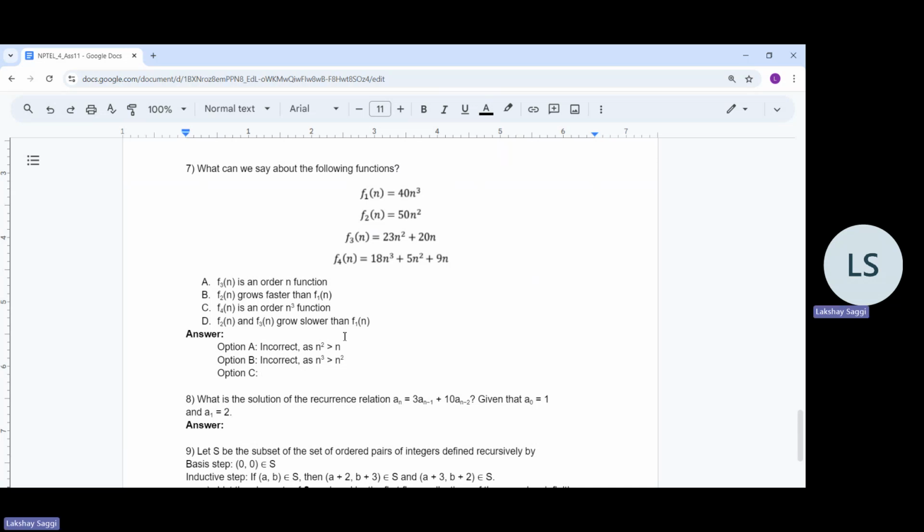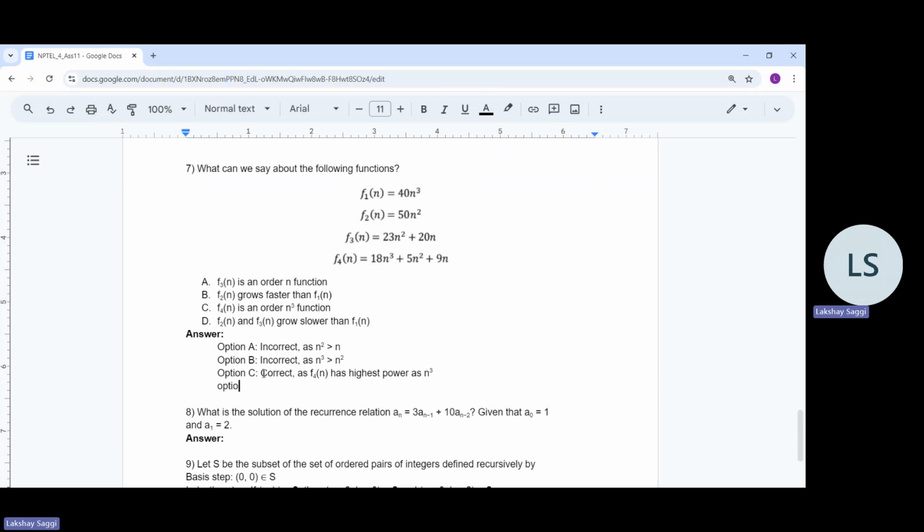In option C, we have F4 of n is an order n cube function. So F4 of n is 18n cube plus 5n square plus 9n. So actually, here the highest power of n is n cube. So this is indeed an order n cube function. So this is correct, because F4 of n has highest power as n cube.